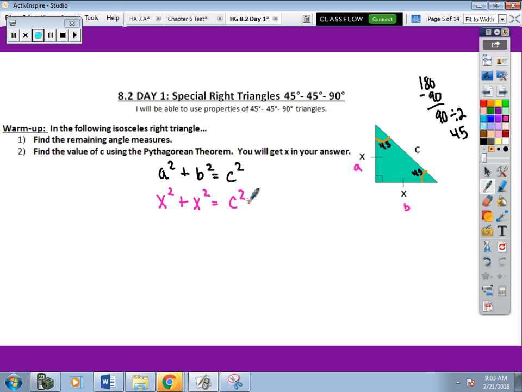How do I solve that? I want to solve for C. Mira? You add the two x's together, you get 2x squared, and then square root of both. Good. So they want you to solve for C. That's the whole goal. Find the value of C.